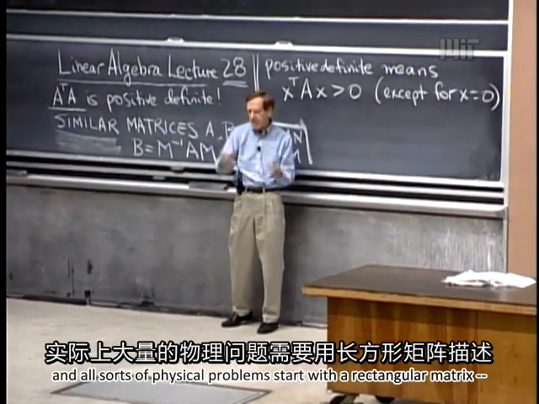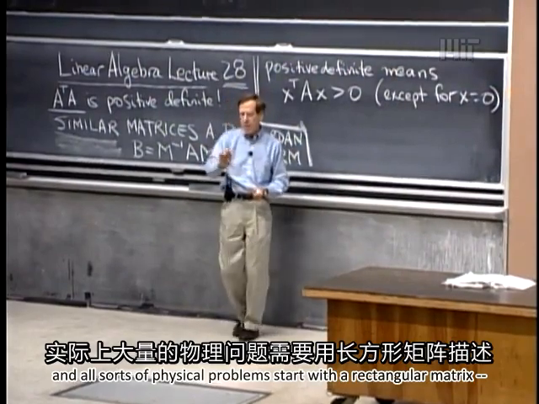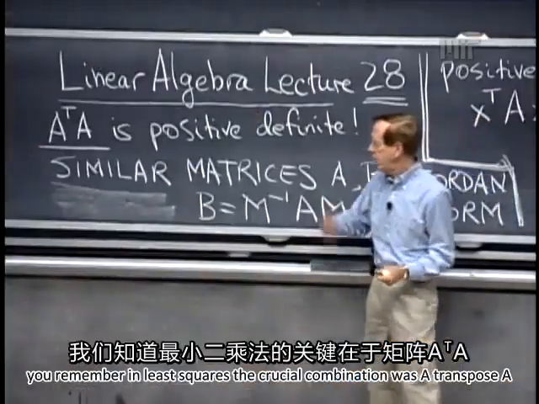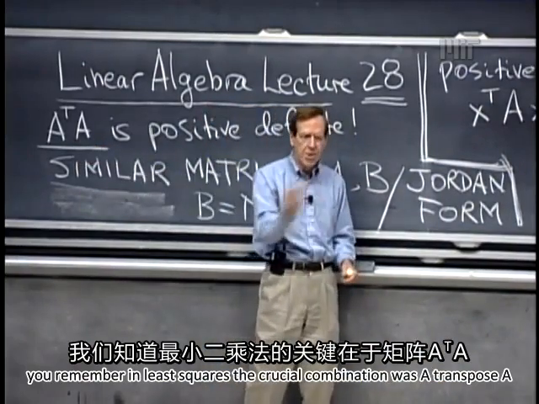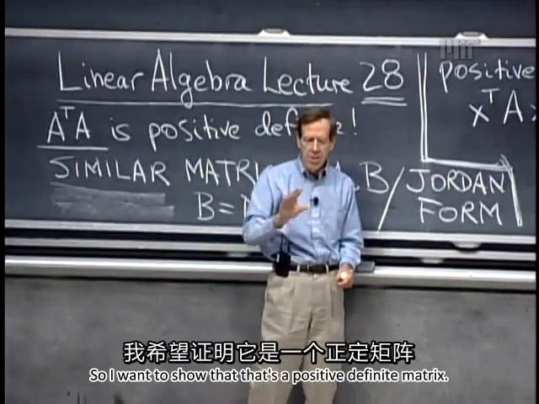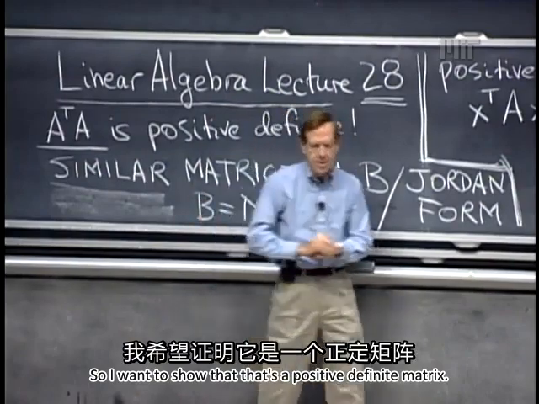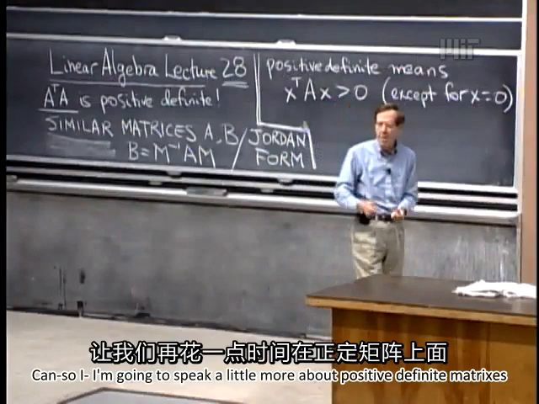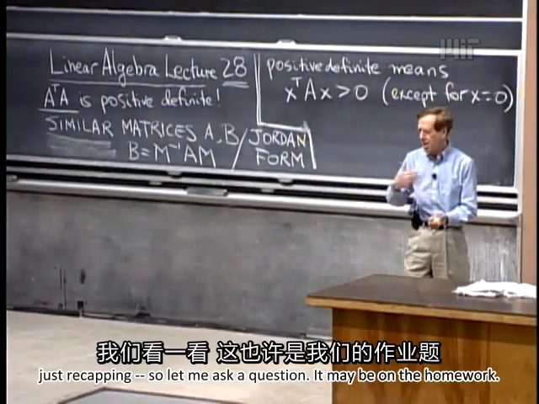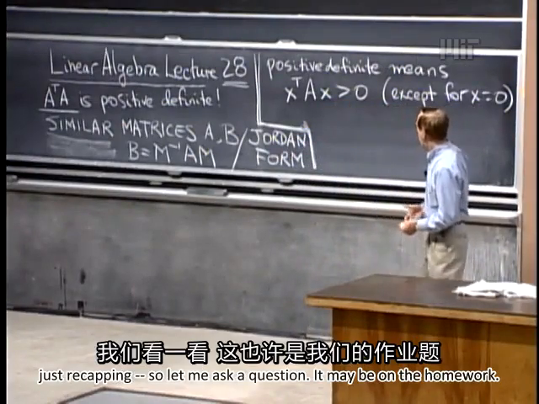All sorts of physical problems start with a rectangular matrix. You remember in least squares the crucial combination was A transpose A. So I want to show that that's a positive definite matrix. So I'm going to speak a little more about positive definite matrices, just recapping.